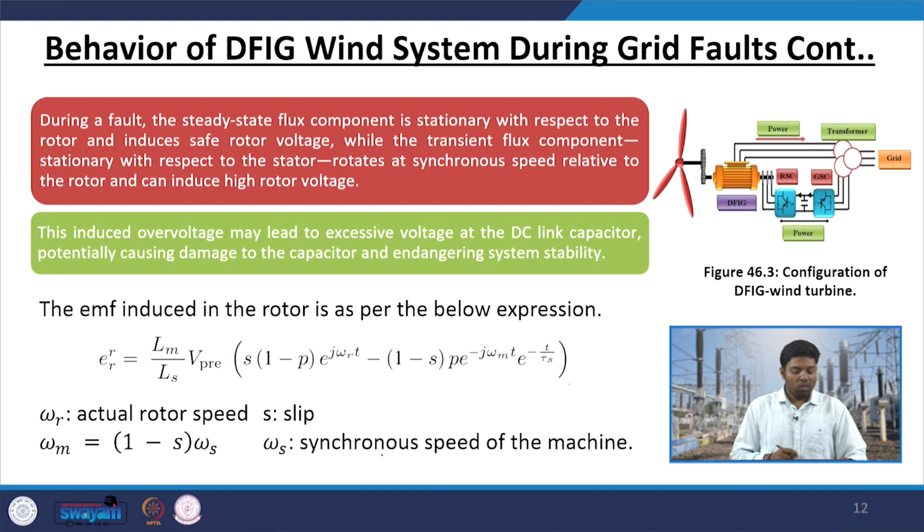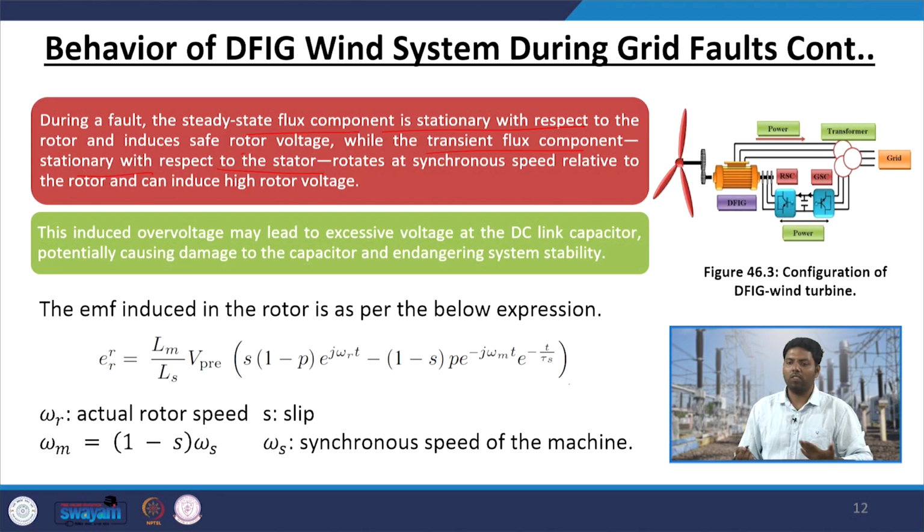Okay. So, during the fault condition, the steady state flux component is stationary with respect to the rotor, and thus induces a safe rotor voltage. So, that will not cause any overvoltage condition. The overvoltage condition occurs due to the transient flux, or your DC flux, that is stationary with respect to the stator, because it is a stator flux, and also a DC.